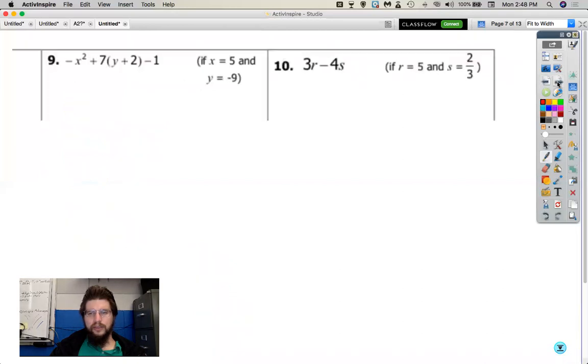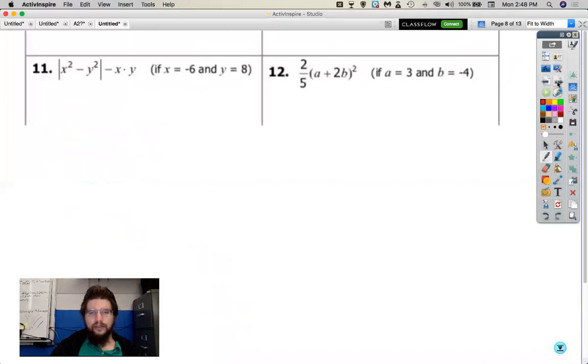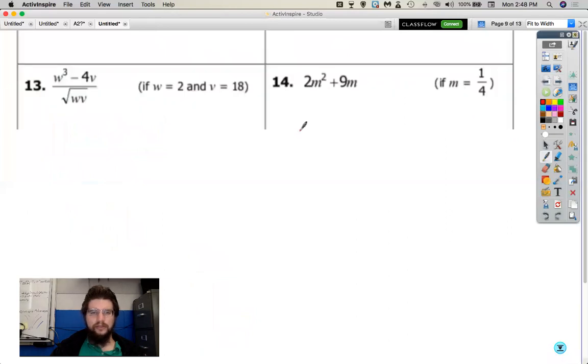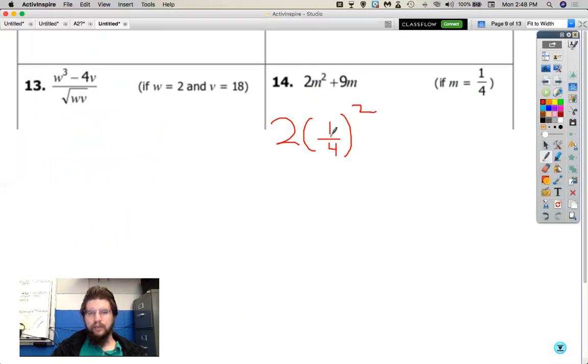And again, it's more of the same, so I'm not going to do every one. Let's do something interesting with a fraction, maybe. Okay, let's do this one. We only have one variable, but we're doing multiple things to it. So just take your variable, replace it with whatever it is inside of parentheses. 2 times 1/4 squared. This parenthesis right here represents the m.